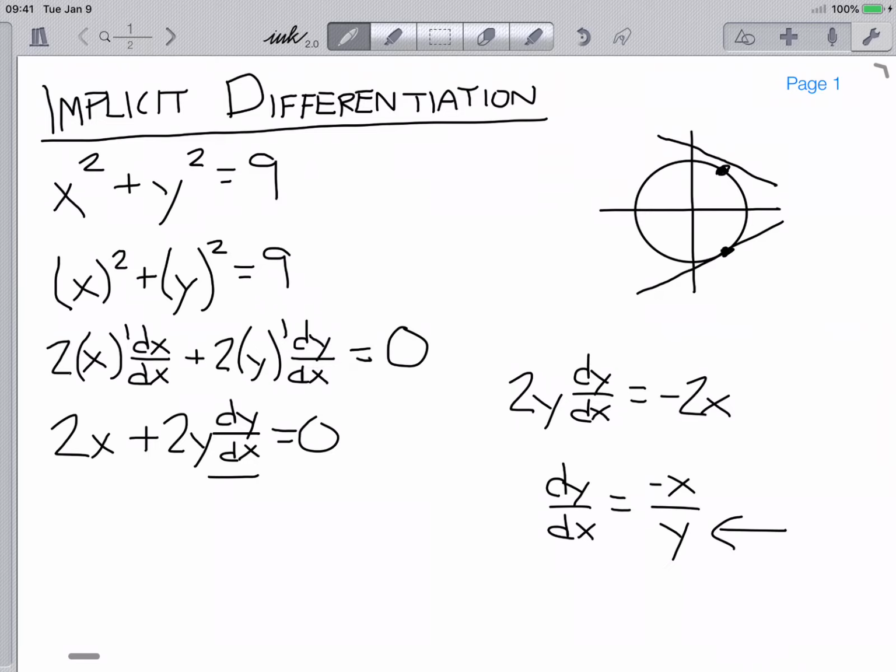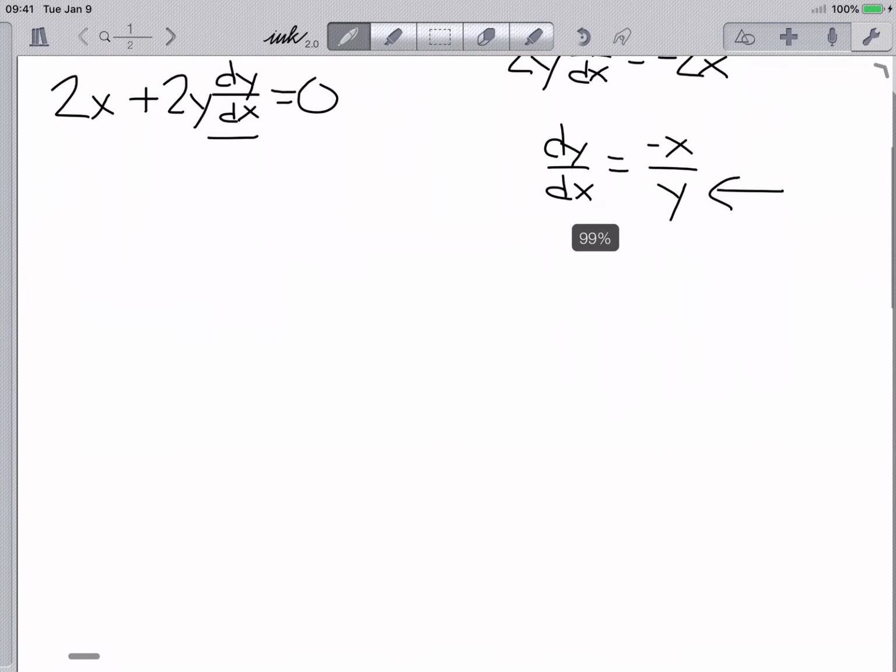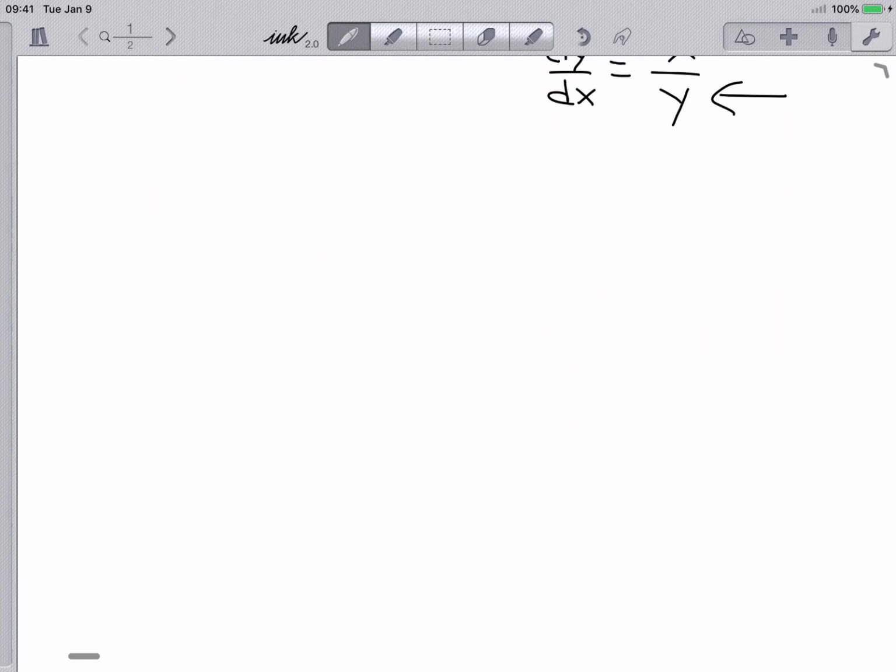So let's take a look at another example. So I've got y squared equals 2x plus 3y.